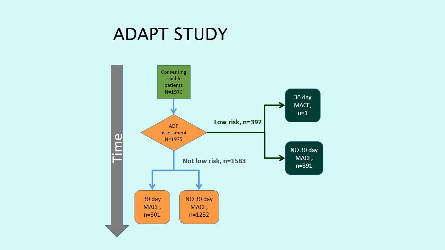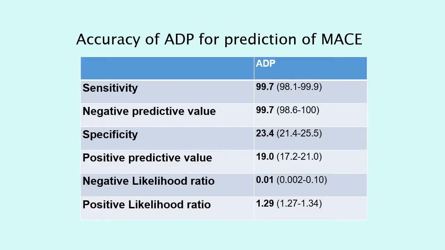So using this approach, of 1,975 eligible patients, around 20% were defined as low risk, and again with very low rates, less than 1%, of adverse cardiovascular events out to 30 days. And with corresponding sensitivity greater than 99%, likewise negative predictive value, and negative likelihood ratio less than 0.1.